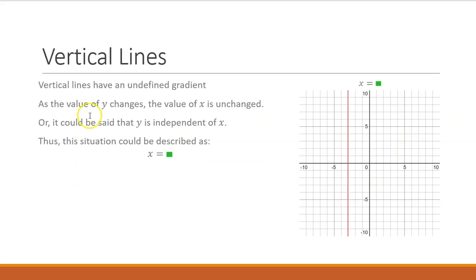Now the other case is the vertical lines. So the vertical line has an undefined gradient. What does that mean? Well, it means something like m equals 1 divided by 0, which is huge. So how many times does 0 fit into 1? Well, it can fit an infinite amount of times. So this gradient of infinite results in a vertical line. So one way to look at it is, as the values of y change, the value of x is unchanged. Or you could say y is independent of x, and we model that as x equals n, being an arbitrary number.